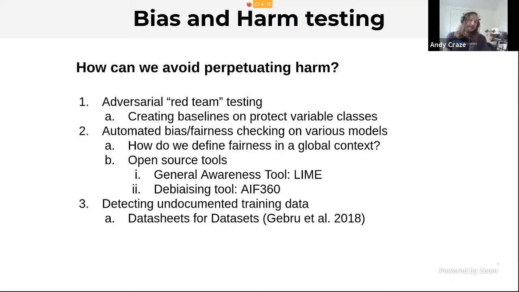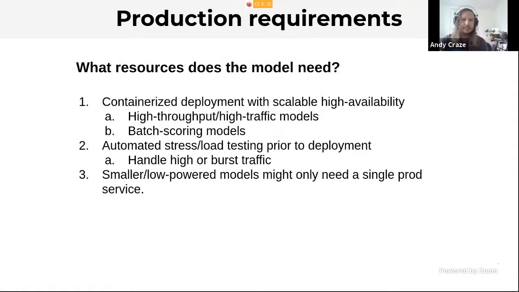And then lastly, I mentioned this before, detecting undocumented training data. Datasheets for Datasets is a great paper that goes into some of those archival methods and ways that we can create a unified framework for documenting our data sets. And I think that will fish out some of the possible bias and harm that we might be perpetuating and that we're not even looking at. So I would love to see more of this stuff in practice.